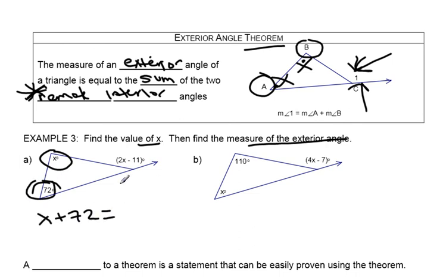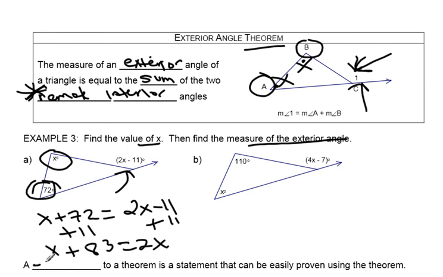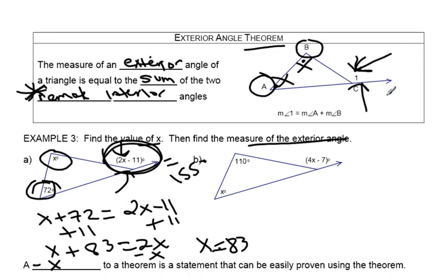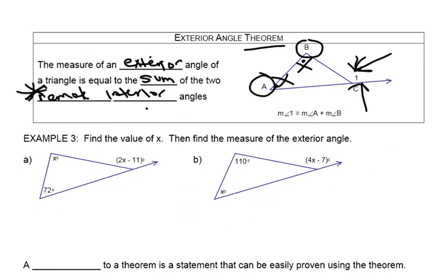The 2 remote interior angles, x plus 72, have a sum equal to the exterior angle. So solving for x, I'm going to add 11 to both sides. I get x plus 83 equals 2x. Subtract x from both sides, so I get x is 83. Finding the measure of the exterior angle, I have to plug that 83 back into this exterior angle, 2x minus 11. That's going to give me 155 degrees. Okay, pause the video and see if you can do this next example.